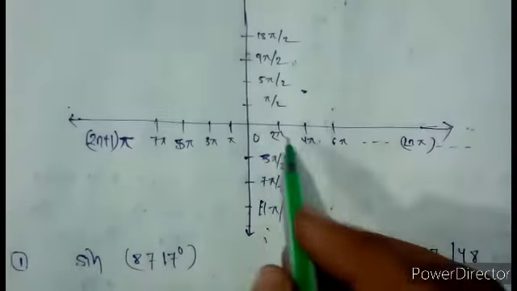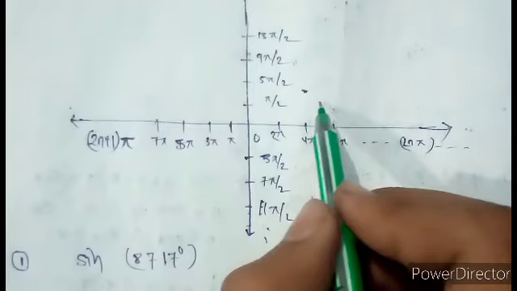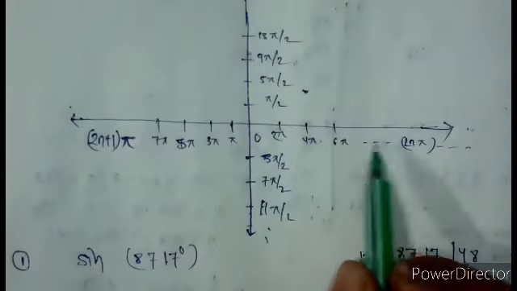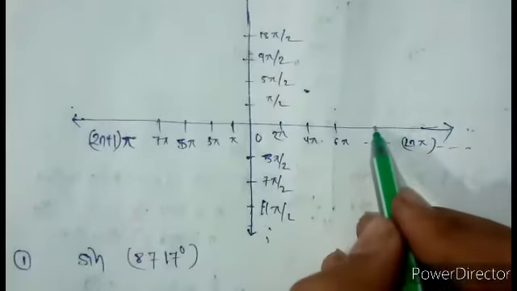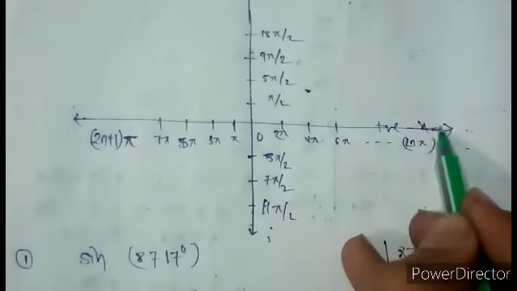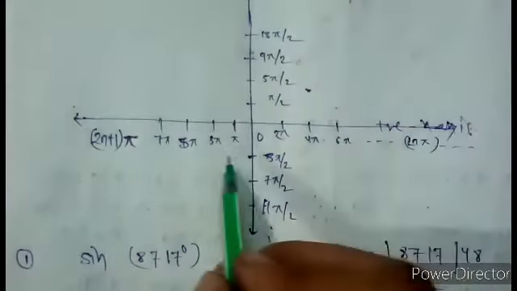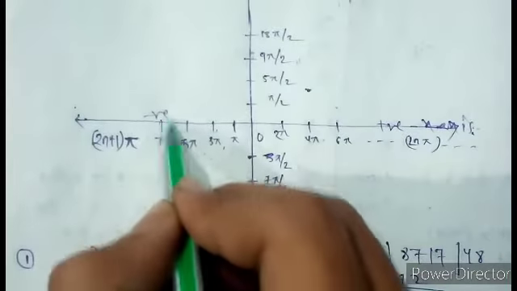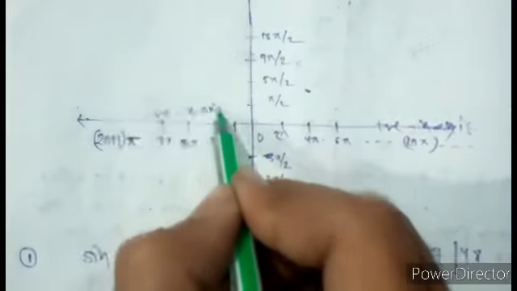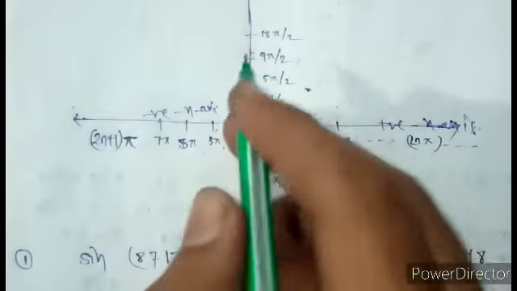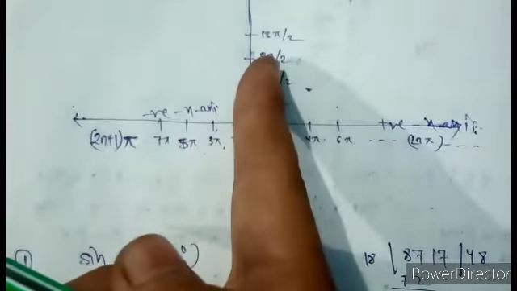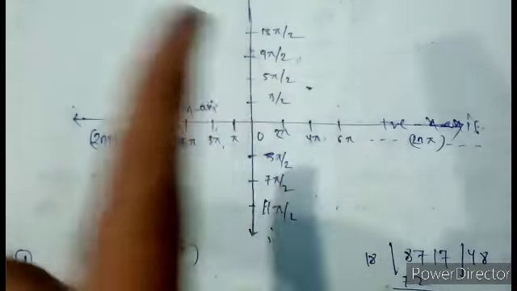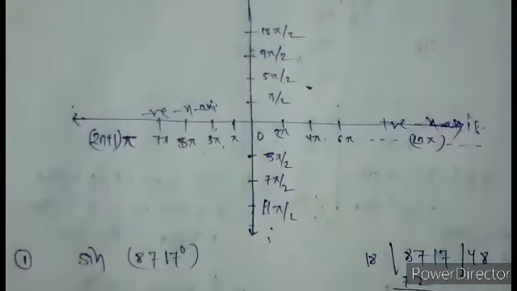Here is the graph of trigonometry. These are the even multiples of pi, which lie on the positive direction of the x axis. These are the odd multiples of pi, which lie in the negative direction of the x axis, and these are the odd multiples of pi by 2, which all lie on the y axis.